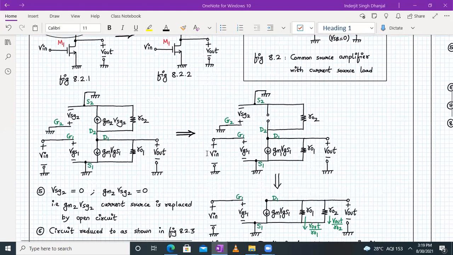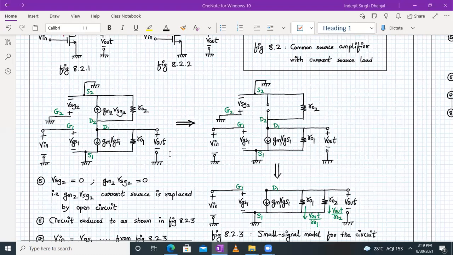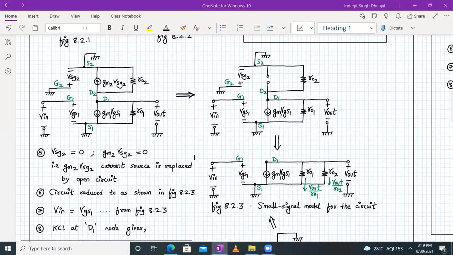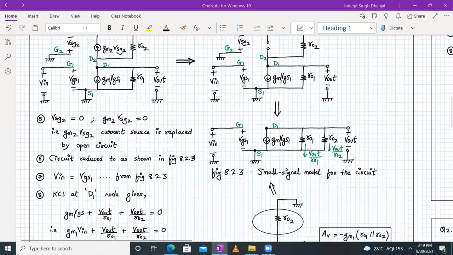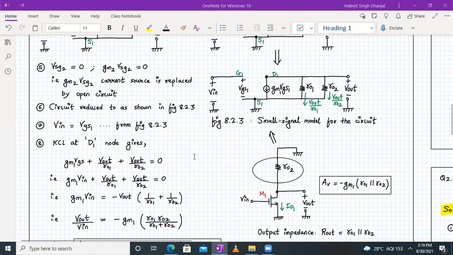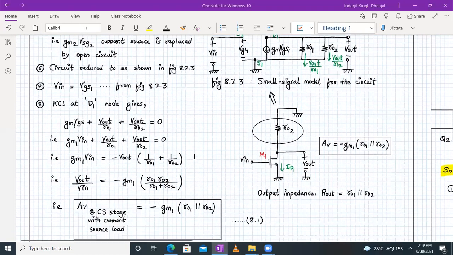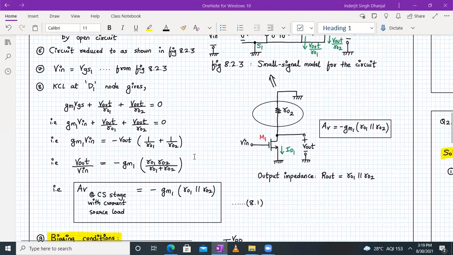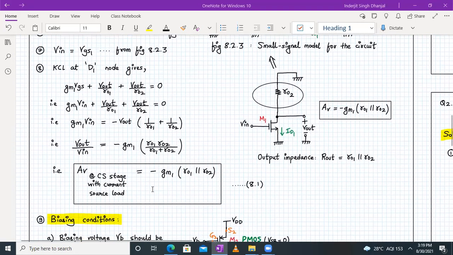For that, we have drawn the small signal model for M1 and M2 transistor, clubbed them together, and these are the steps we have followed to finally arrive at the expression of the voltage gain for common source amplifier with current source load. So this is the formula: minus gm1 into ro1 parallel to ro2.